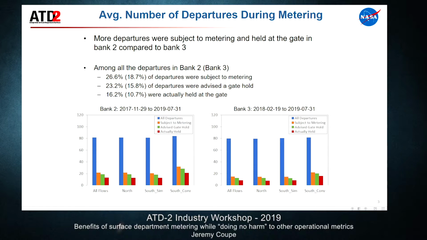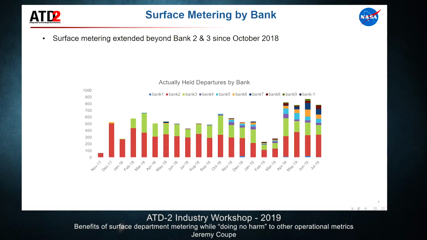Okay, so these are our departures and our breakdowns of how many departures, how many were subject to meter, how many advised gate holds, and how many actually held. This is a monthly breakdown of which banks were metered. The vertical axis here is the count of departures, and it's colored by banks. So the red is bank 2.